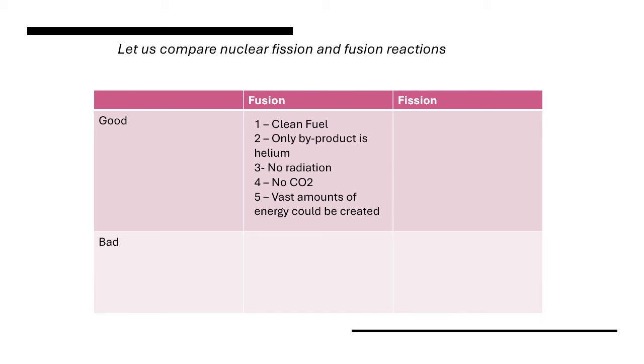Nuclear fusion uses a clean fuel, hydrogen. The only byproduct is helium. It doesn't produce any radiation, no carbon dioxide is emitted, and a vast amount of energy can be created. The downside to nuclear fusion, however, is that it's very difficult to create and maintain conditions at high pressures and temperatures. As of yet, it's not actually been achieved.